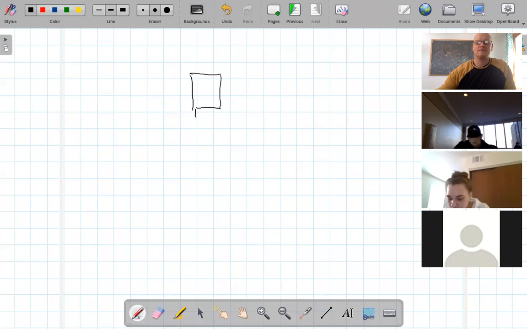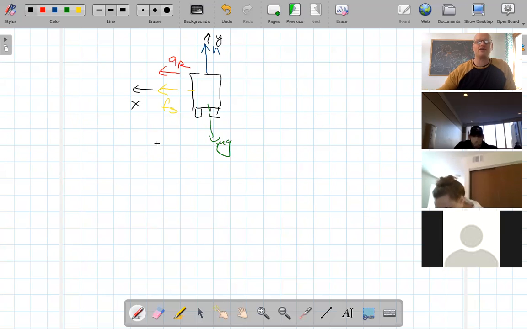So here's my car. So again, we have mg pulling down in this direction. I got my normal force pushing it up from the ground. And I got my static friction pulling it through the center of my circle. And my radial acceleration is towards the center of the circle. So this is my x direction, and this is my y direction. Okay.